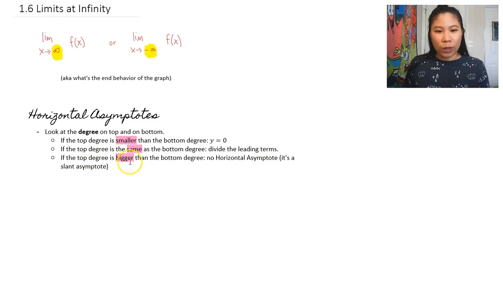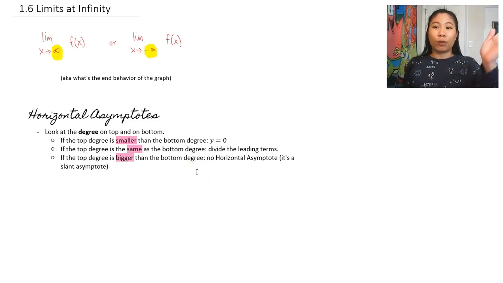The last method was if the top degree is bigger than the bottom degree, then there's no horizontal asymptote. It's actually a slant asymptote. And if it's a slant asymptote, then that means your graph is either increasing forever or decreasing forever. So it's going downwards or going upwards on either the left or the right.